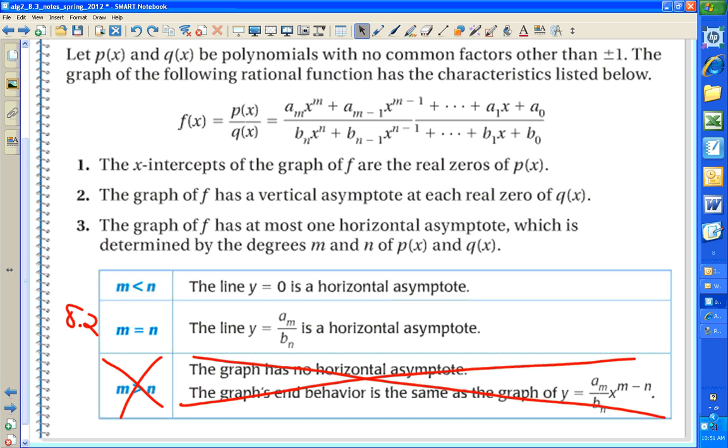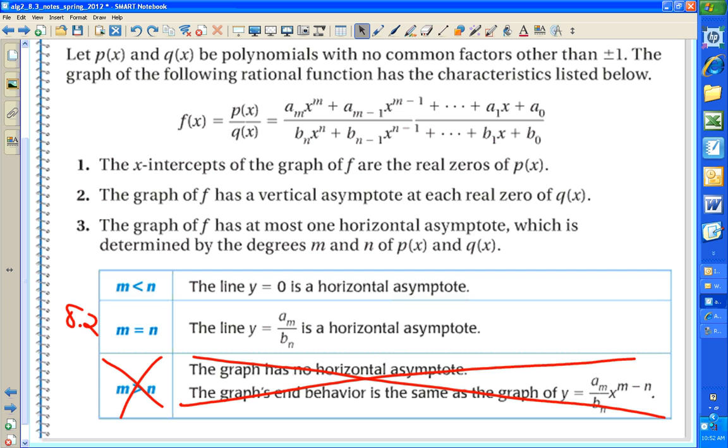The vertical asymptote, the same way you found them yesterday. Set the bottom equal to 0 and solve for x. Now, what I'm telling you is going to be different is you have the potential of multiple vertical asymptotes. Okay? Let's look at an example.